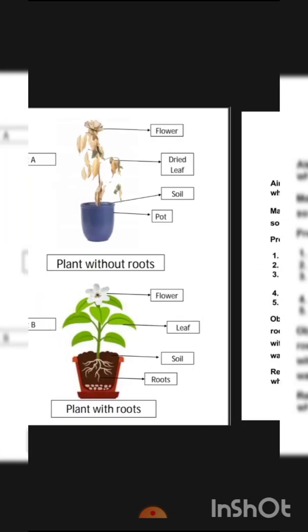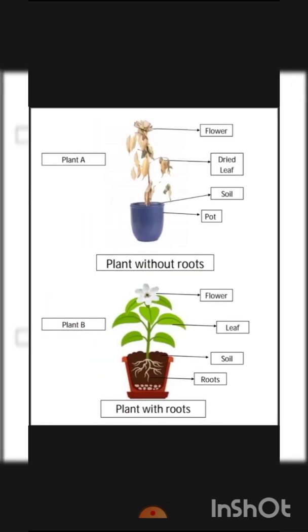Let's see the diagram. In plant A, you see that there are dead leaves and a dead flower. There is only soil. There are no roots. In plant B, you see a live plant. It has a flower, it has green leaves, it has soil as well as roots. The plant with roots is alive, and the plant without roots is dead.